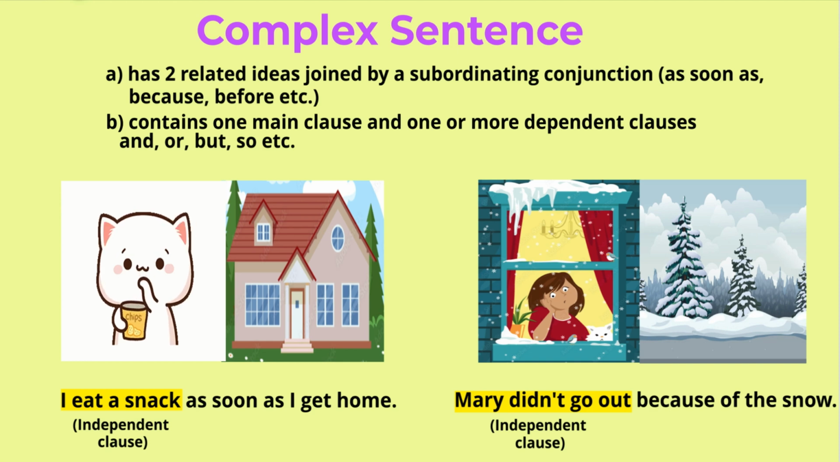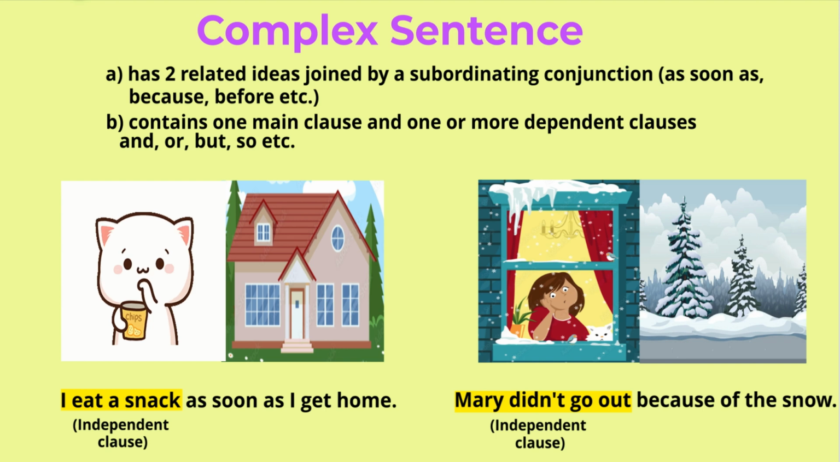In the third image, what do you see? You see a girl being sad, looking out of the window. In the fourth visual, you see full of snow, right? Even the trees are full of snow. Mary didn't go out because of the snow.